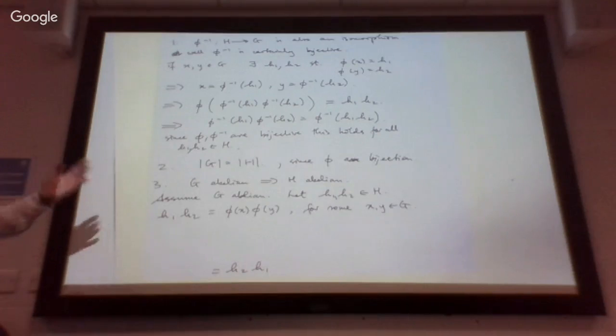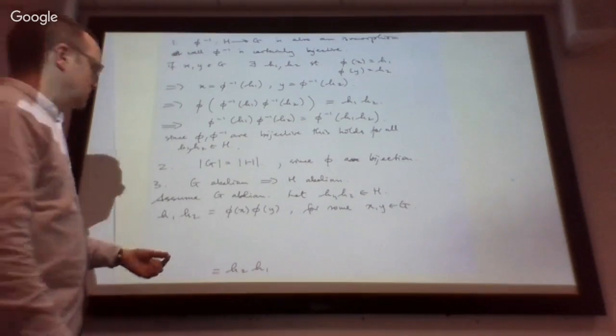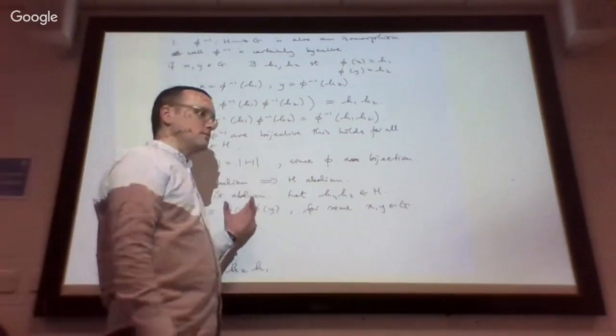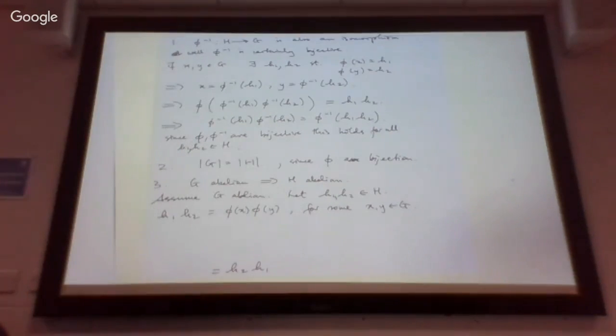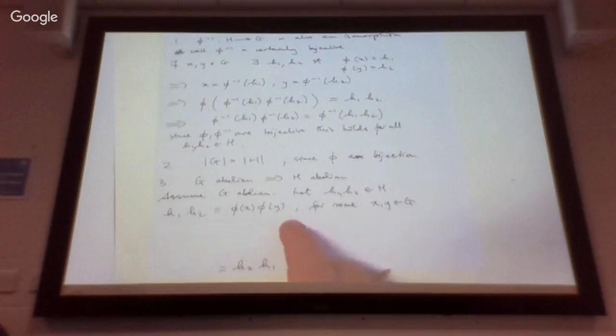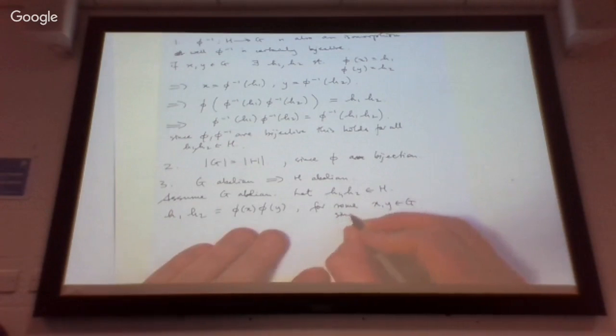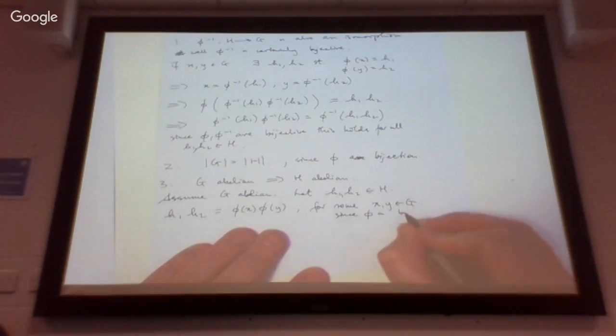You can't always do that with arbitrary maps, invent pre-images for elements in the codomain, but we can here because phi is a bijection. So there definitely does exist an x which gets mapped to h1 by phi, and a y which gets mapped by phi to h2. In fact, there's a unique x and unique y given h1 and h2. So that's true since phi is a bijection.